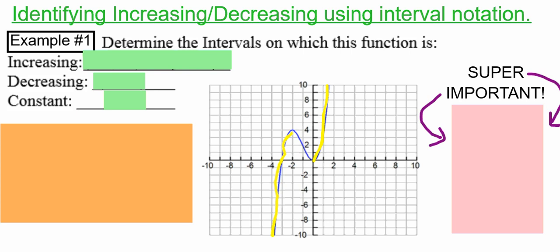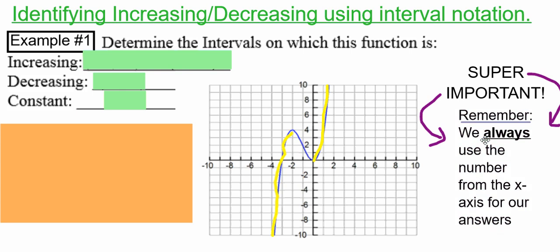And so we have to have an agreement, and this is super important. Everywhere all over the world, there is this agreement that when we are analyzing a graph and describing increasing and decreasing, we are using the numbers from the x-axis for our answer. So we're looking at the x-axis and we're saying, almost like this.